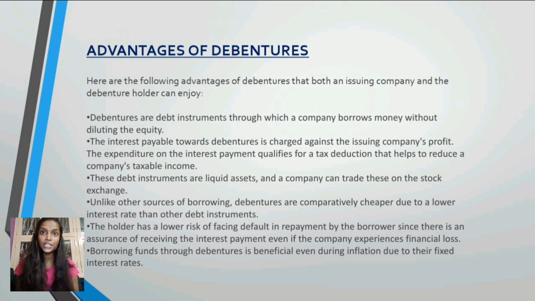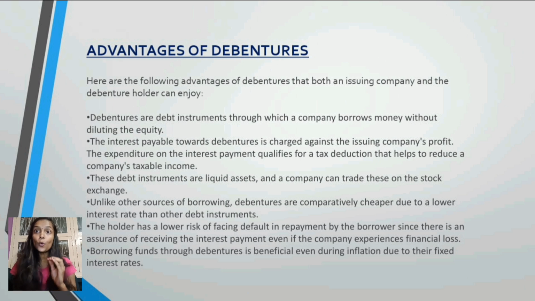And then the advantages for investors. Fixed income. Investors receive regular interest payments, providing a steady stream of income, which can be particularly appealing for those seeking predictable returns. Lower risk compared to equity. Debentures typically have lower risk compared to equity investments, as they are prioritized over equity holders in the event of liquidation, though unsecured debentures are still lower in the hierarchy compared to secured debts.